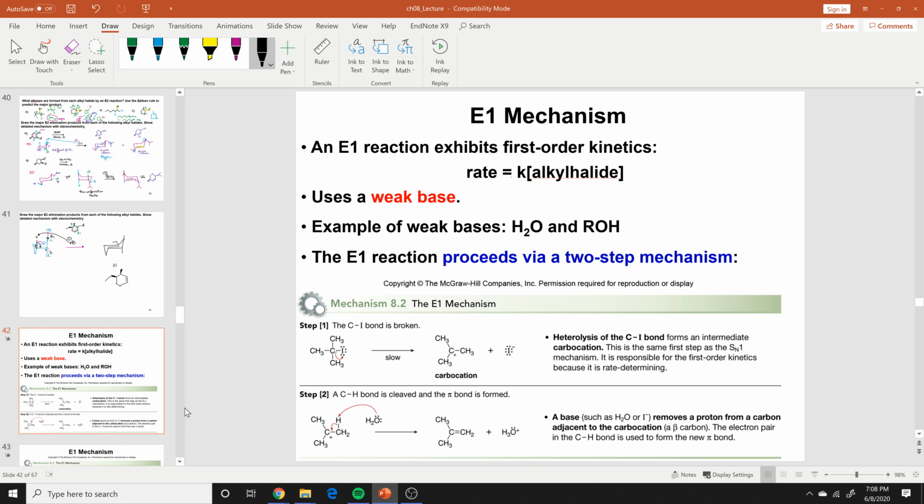The E1 proceeds with a two-step mechanism. The first step is exactly the same as SN1. The halogen is going to leave.